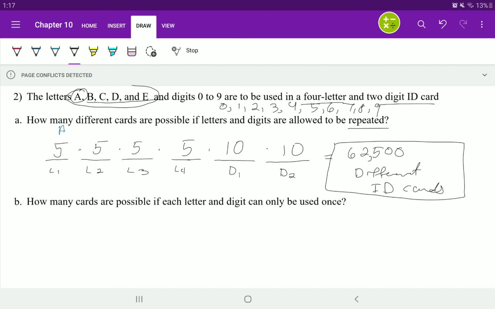Now, when it comes to 2B, this one is asking us to do the same thing, except we cannot repeat letters or digits. Each letter and digit can only be used once. So, once again, 4 letters, L1, L2, L3, L4, followed by 2 digits, digit 1, digit 2. Each letter and digit only could be used once. Okay. So, for my first letter, I have 5 different possibilities, 5 different options. So, I can put 5 here.